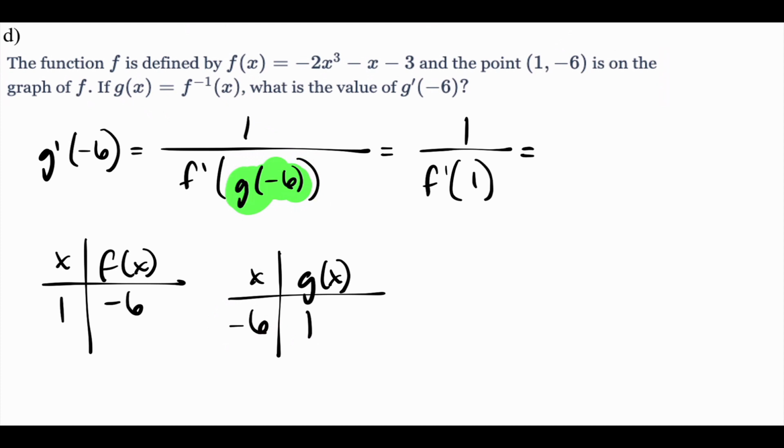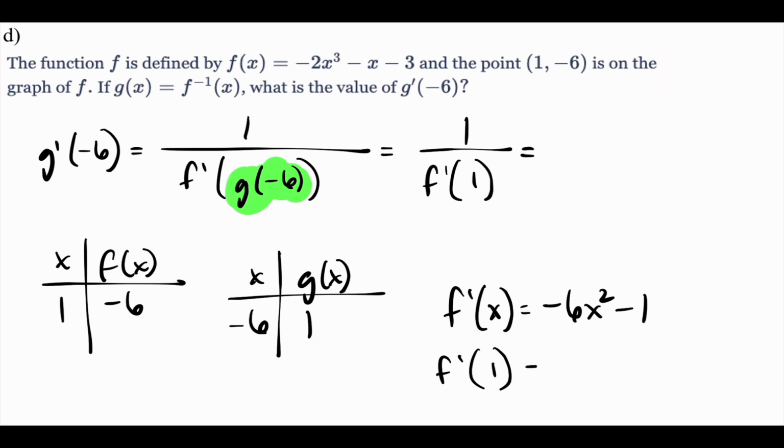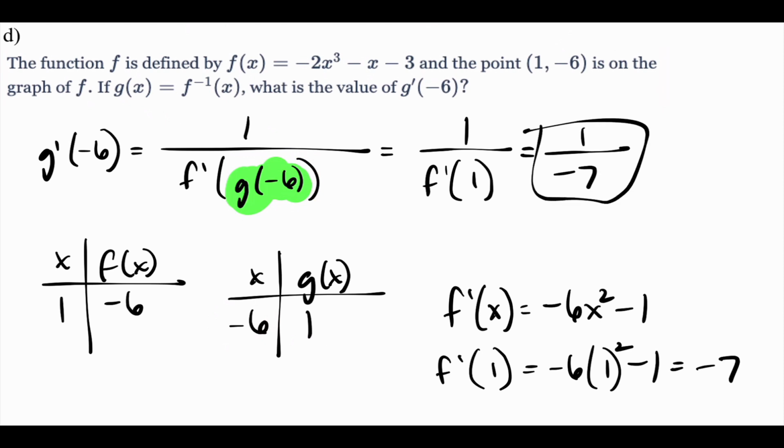F prime of 1. Okay, so let me find the derivative of f. F prime is -6x squared minus 1. F prime of 1 is -6 times 1 squared minus 1, which is -7. I'm done. Okay.